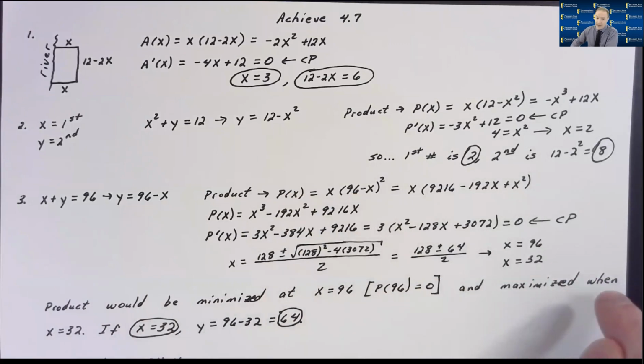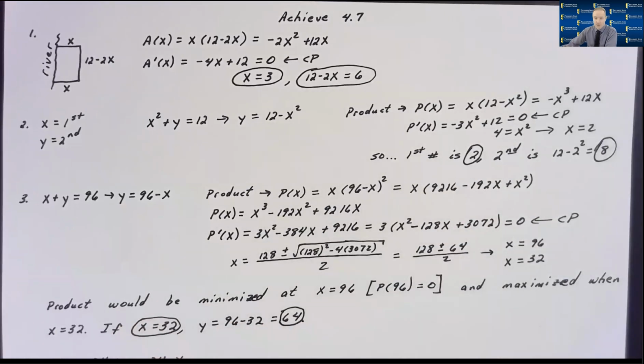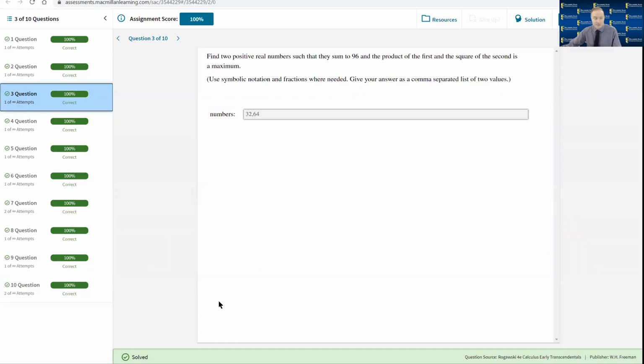And it would be maximized if the x, and that's the goal of the problem, if x is 32. And then you could say, well, your y value has to be 96 minus 32. It'd be 64. Now, it doesn't ask what the maximum product is. It'd be easy to find, 32 times 64, but it's just asking for the two values that give it in this case. And you can see 32 and 64 is what it wanted.